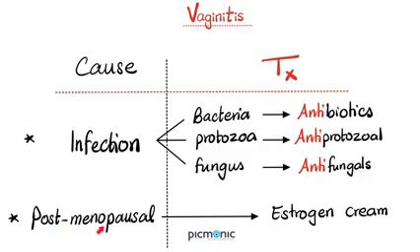Postmenopausal women can suffer from atrophic vaginitis, where there is atrophy in the vagina, so estrogen cream can help. Why is this? Because after menopause, the estrogen level drops. So the treatment will be to give estrogen cream.